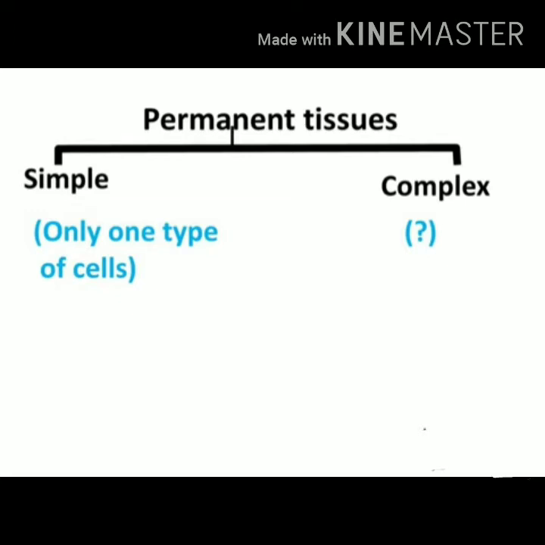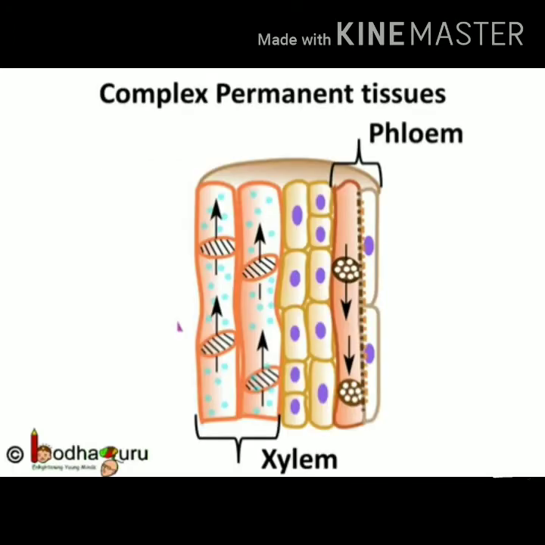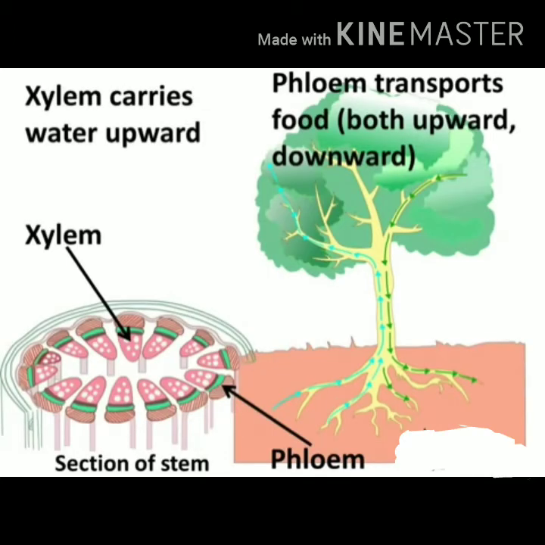So, what exactly are the complex permanent tissues? Let us know. There are other permanent tissues which are made of different types of cells. They together perform a specific task. Hence, they are counted under one tissue. These are called complex permanent tissue. So remember, complex permanent tissues are made of more than one type of cells, and these cells coordinate to perform a specific task. Xylem and phloem are examples of such complex tissues.